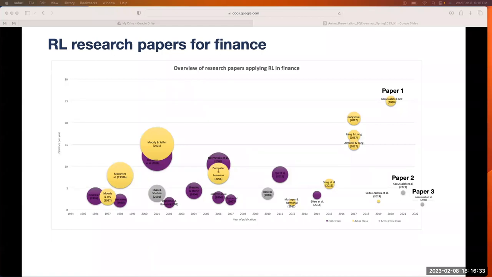So the current landscape of RL research in finance is such that we can cluster all previous work into our three main classes: the critic class, the purple color, the actor class, the yellow color, and the actor critic class, the gray color. So I have published three papers on this subject. So our paper one belongs to the actor class, where our paper two and paper three belong to the actor critic.